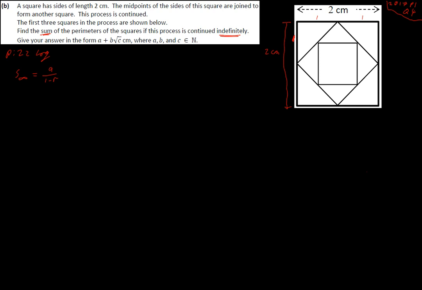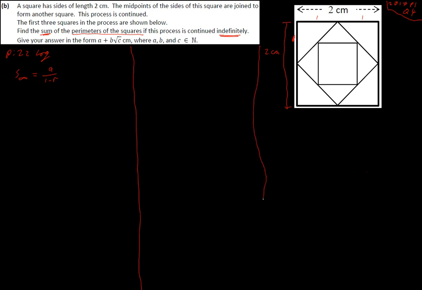Now I'm looking at the fact that I'm told that it's the sum of perimeters of the squares. Okay, so I'm looking for the perimeter of my first square, the perimeter of my second square, and the perimeter of my third square, and that's going to give me a pattern that I'm going to be able to follow. So I now have a pretty good idea of what I'm doing, and I'm going to break up my page into 3 parts.